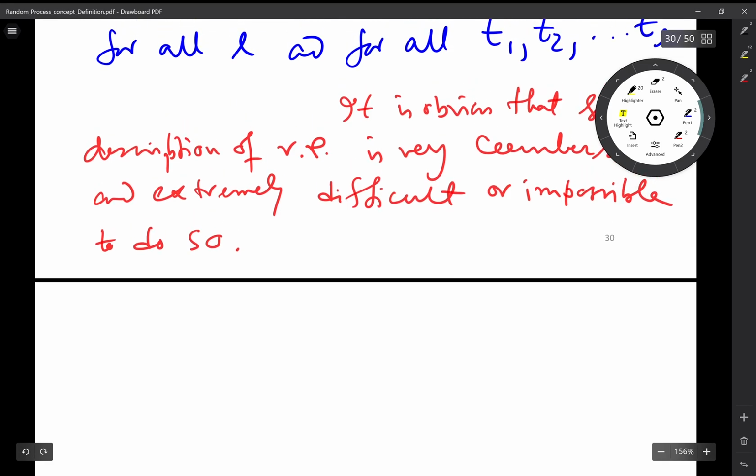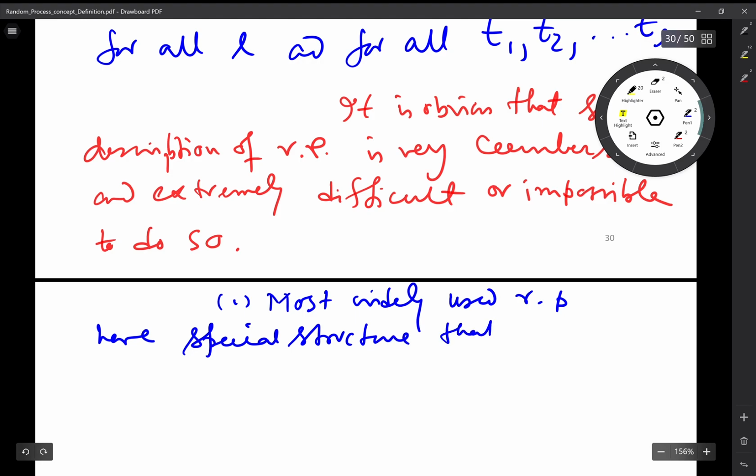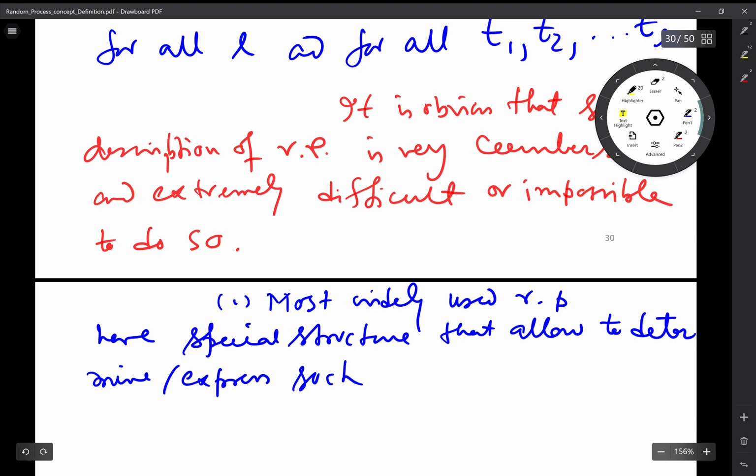So there are a few things. The first thing is that the most widely used random process models have a special structure that allows us to determine or express such a joint PDF.